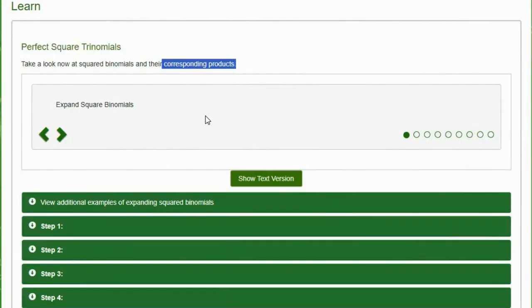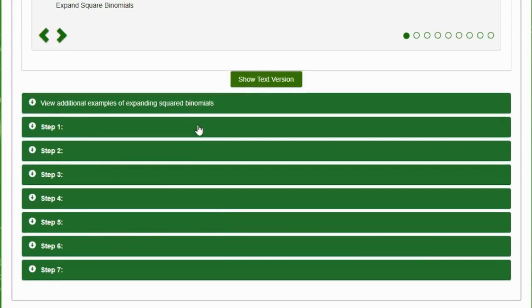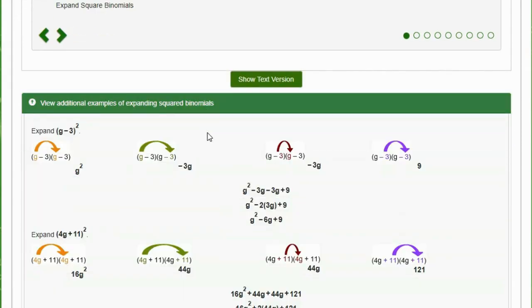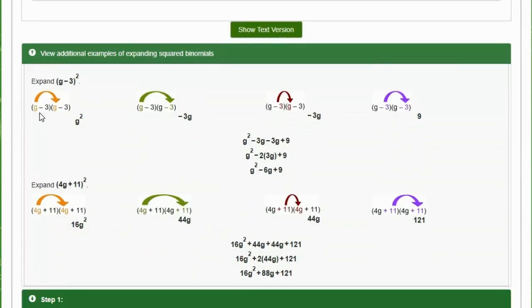Perfect square trinomials. So here's some others. G minus 3 squared: G squared minus 6G plus 9. See, the G is squared, the 3 is squared to be 9 on the end. And if you multiply negative 3 times G and double it, you get the negative 6. You see the pattern there.